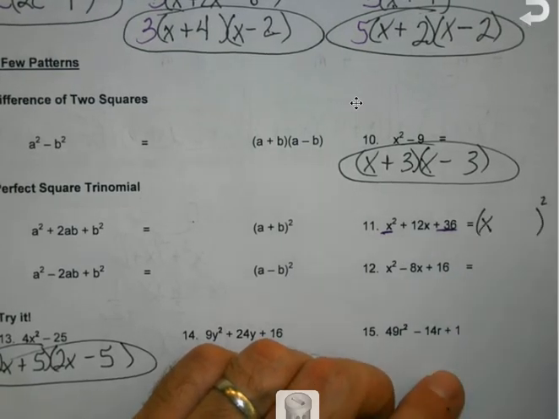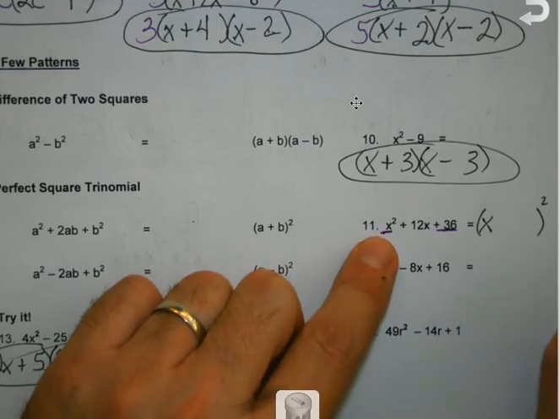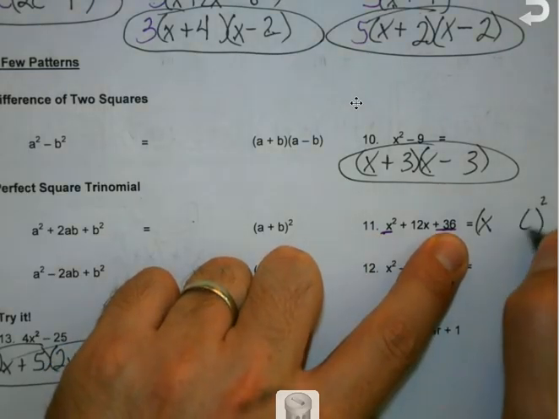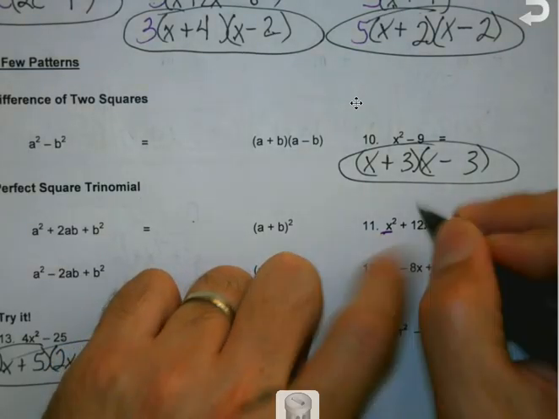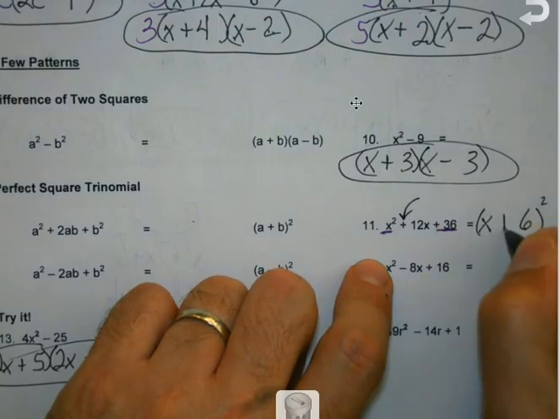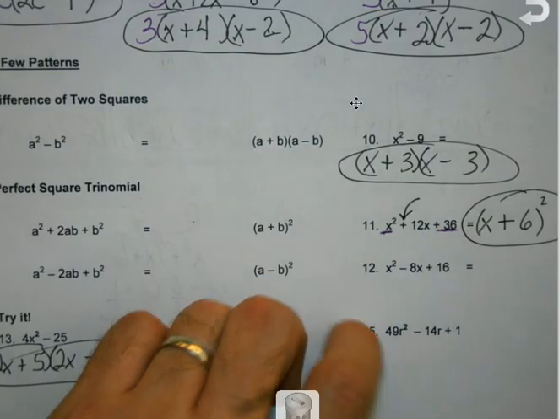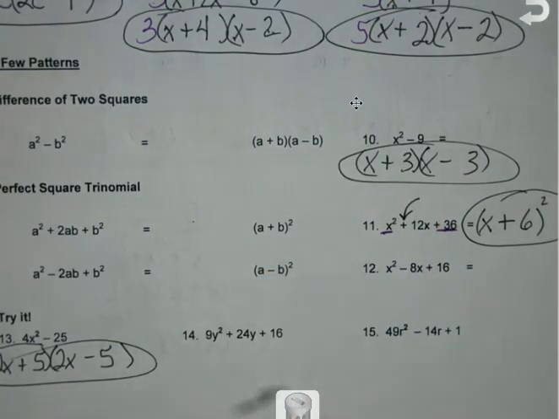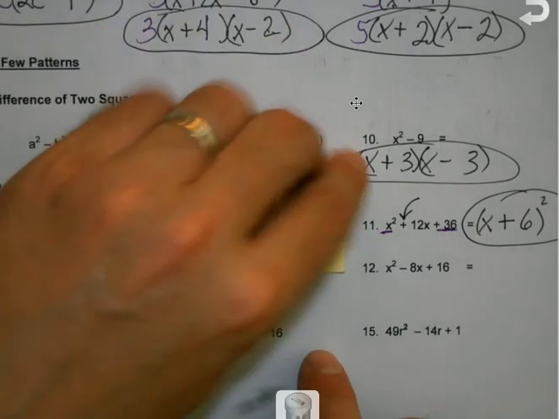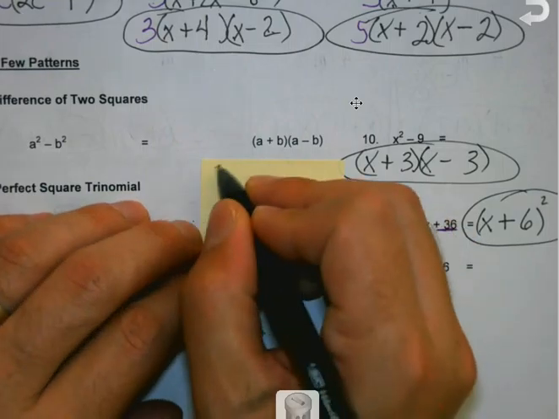What do I square to get my first term? X. What do I square to get my last term? 6. And whatever sign is in the middle, I put in the middle. Boom. You're like, wait a minute, wait a minute, wait a minute. The 12x just disappeared. Not really. It's still there.